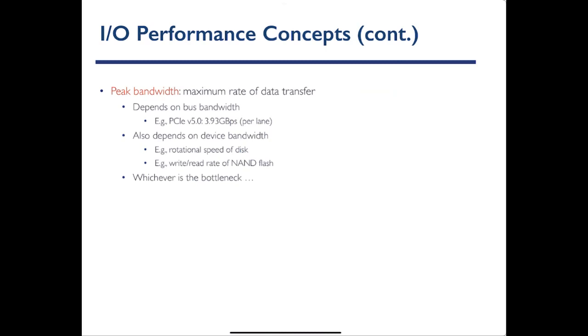So overall, your peak bandwidth is limited by whichever of these is going to be your bottleneck. If your data transfer bus is slow, then that becomes your bottleneck. If you have a really good data transfer bus with high bandwidth, but your device is slow, then your device becomes the bottleneck.